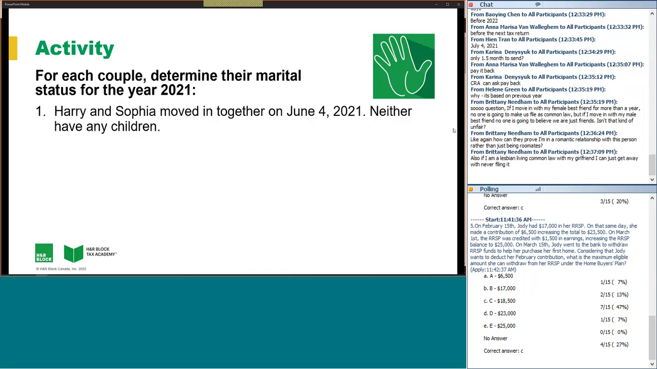And the question is, if you are a lesbian and you live in common law with your girlfriend, can you get away with never filing it? You might actually get away with it. It is, again, changing slowly, but yes, you might. It can become a problem.